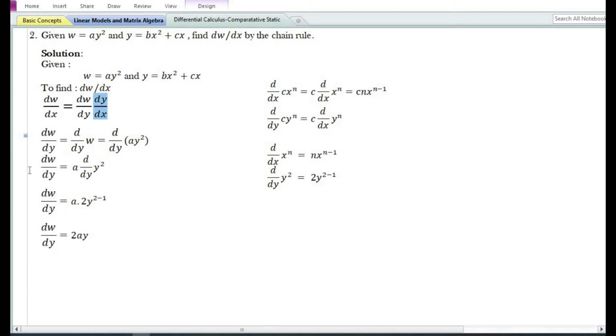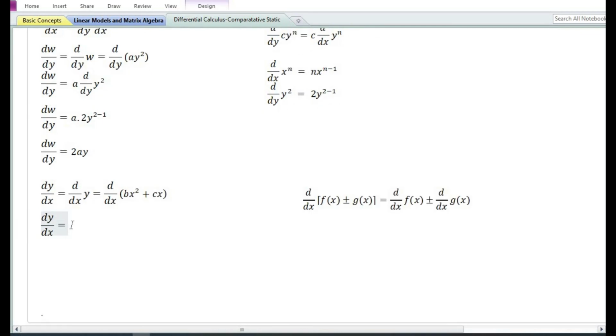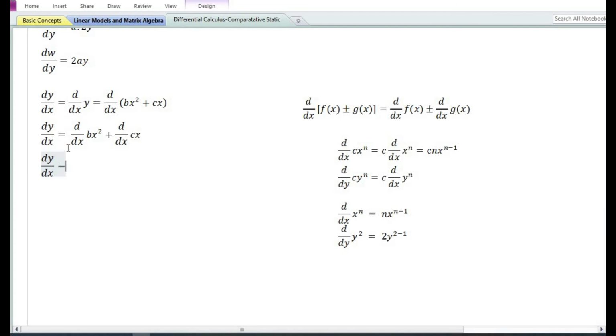Let us now proceed to find the derivative of y with respect to x. The derivative of y with respect to x is equal to d dx of y, which is equal to d dx of bx square plus cx. Using the sum and difference rule, the derivative of the sum of two functions is equal to the derivative of the first function plus the derivative of the second function. Using the constant times a function rule, the derivative of the constant times a function is equal to constant times the derivative of the function. Again, using the constant times a function rule, the derivative of the constant times a function is equal to constant times the derivative of the function.